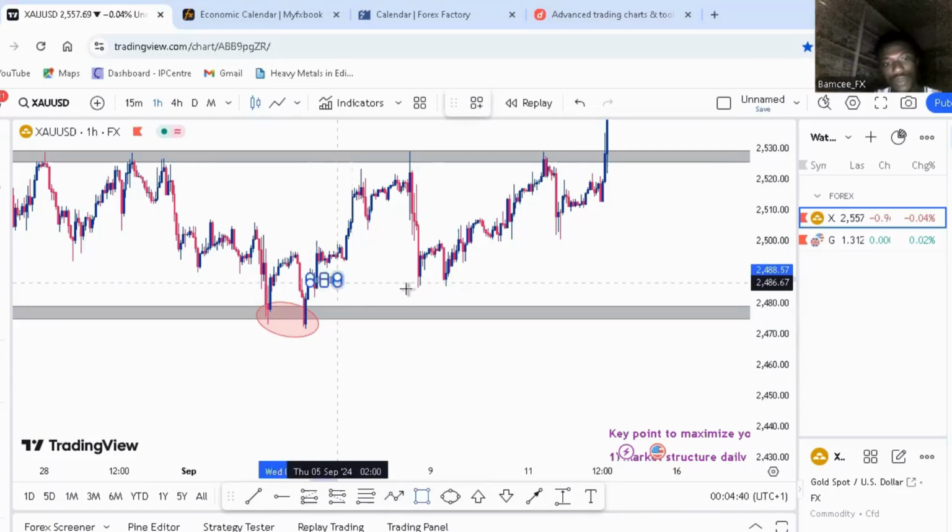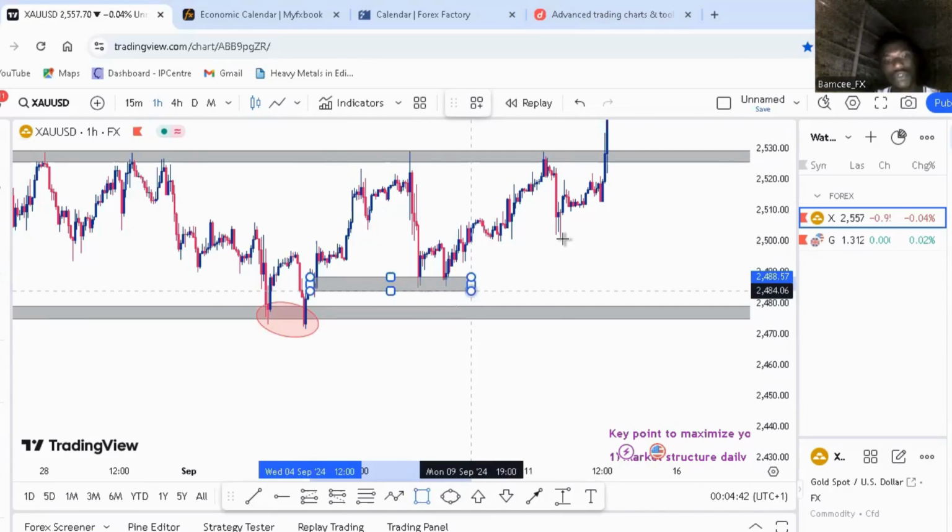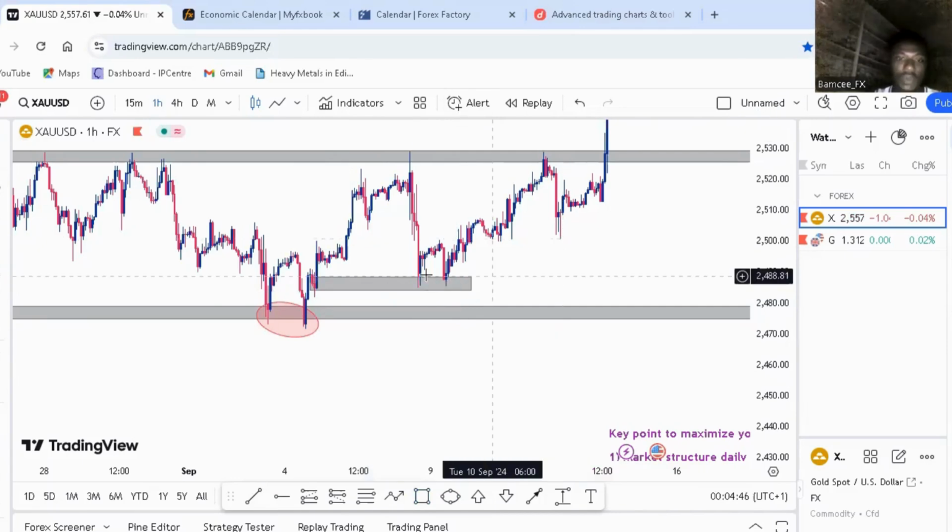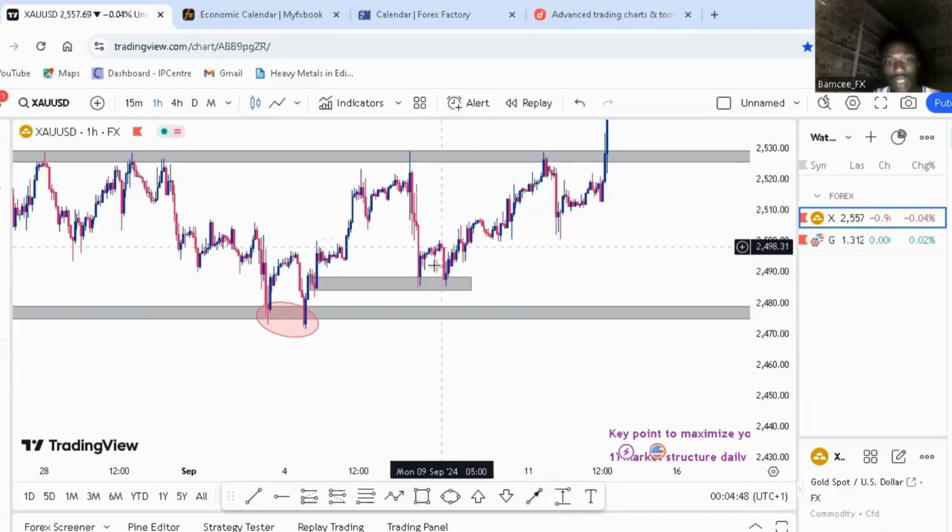Back again to this zone, which is the neckline for gold. Back again to that zone. Understand? And what happened again? There was a correction pattern, which is a double bottom. And what again? The market spiked up again to this area.